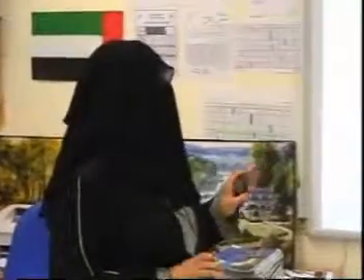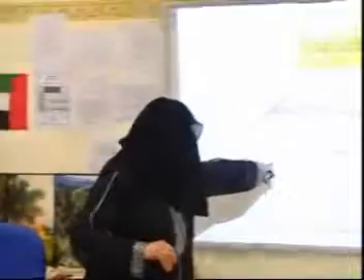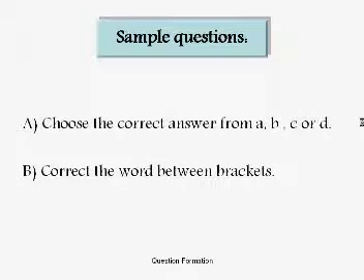Just complete the sentence, no auxiliaries. Don't use do, did, nothing. Just complete the sentence and add the question word at the beginning of the sentence. What broke the window? Okay? So then we move to sample questions. Those are the questions that you'll have in your exam. And as you know, we have two types of questions. Choose the correct answer from A, B, C, or D, or correct the word between brackets.